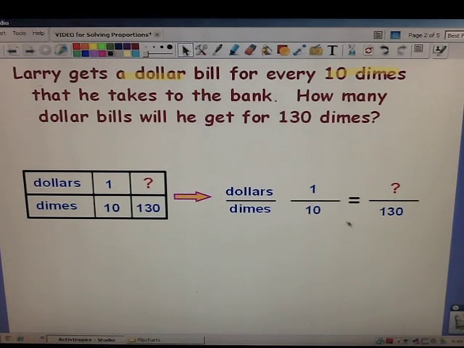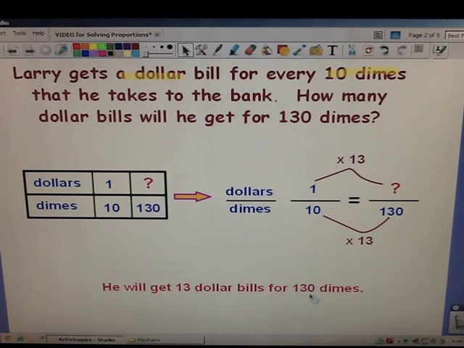Here, look for our scale factor. 10 times what number equals 130? 10 times 13 will give us 130. And as we do with fractions, whatever scale factor we use in the denominator, we do the same thing to the numerator. 1 times 13 will give us 13. So he will get 13 dollar bills for 130 dimes.